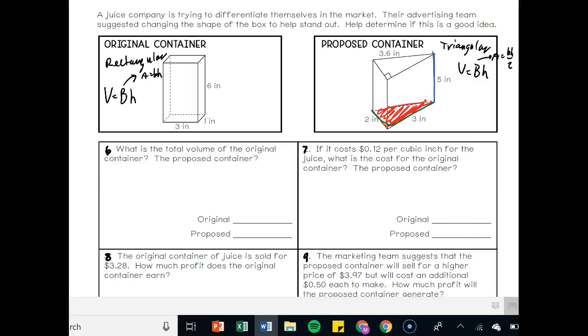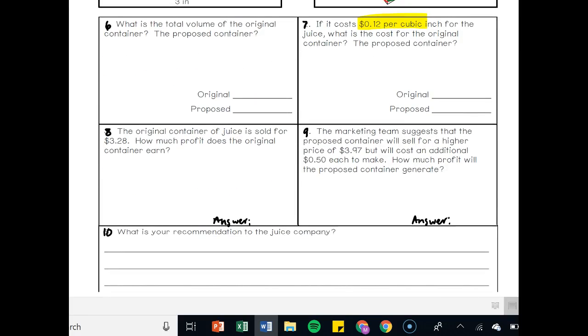Question 7, if each cubic inch costs 12 cents, then how much will it cost to make the original container versus the proposed container? Basically, just take your volume answer that you get in 6 and for original and proposed and multiply it by 0.12 for each to see the cost. Question 8, you need the profit, right? Because it's talking about if it's sold for $3.28, how much profit does it make? The profit equation is your price minus your cost to make something is equal to profit. And they just want to know about the original container.